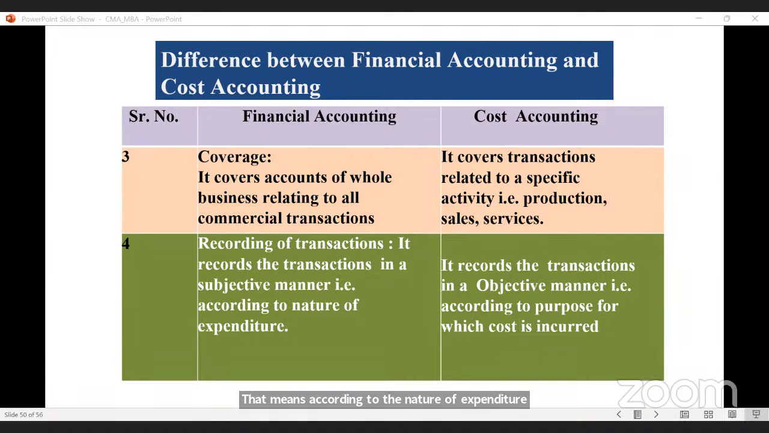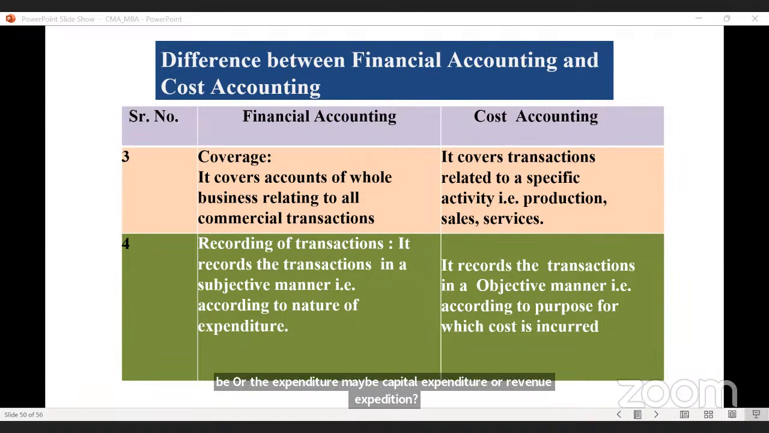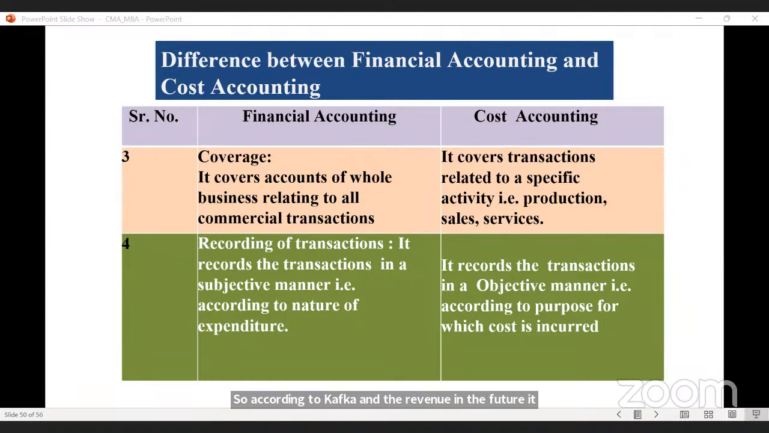So according to the nature of expenditure, the expenditure may be capital expenditure or revenue expenditure. So according to capital and revenue in nature, it will record the transaction. Financial accounting, please remember. But cost accounting records the transactions in an objective manner. That means according to the purpose for which cost is incurred.